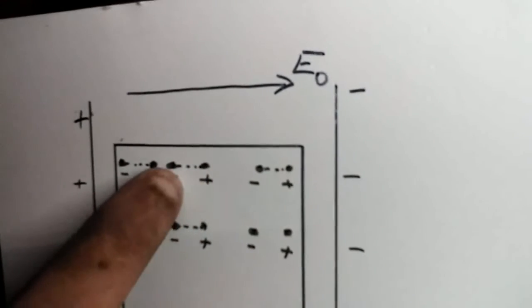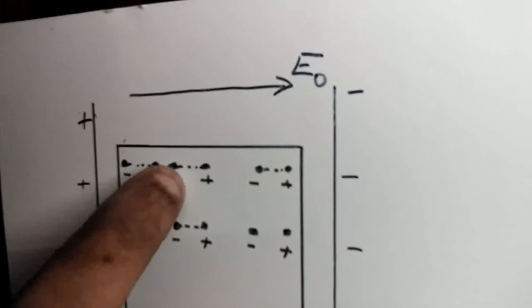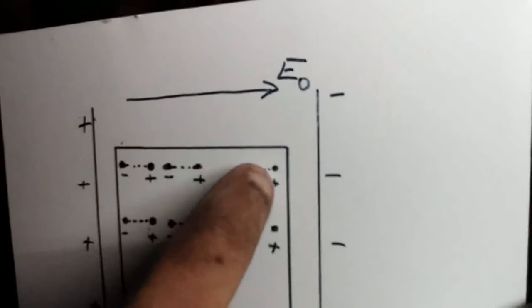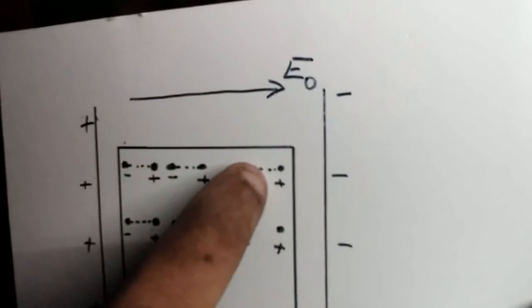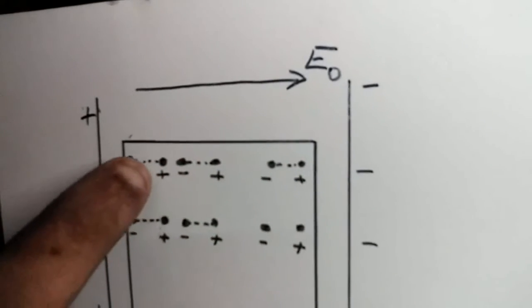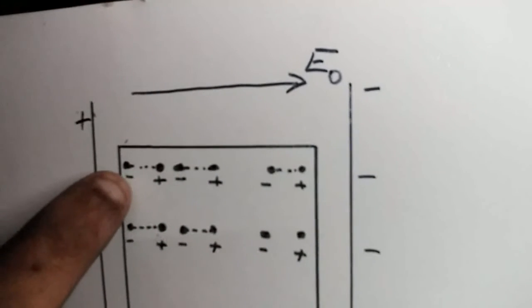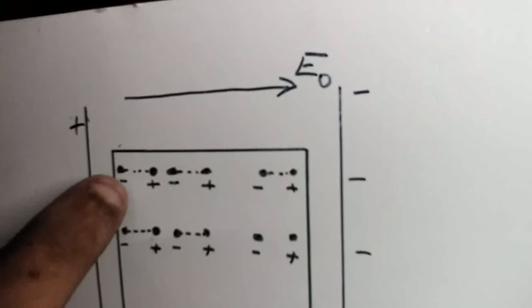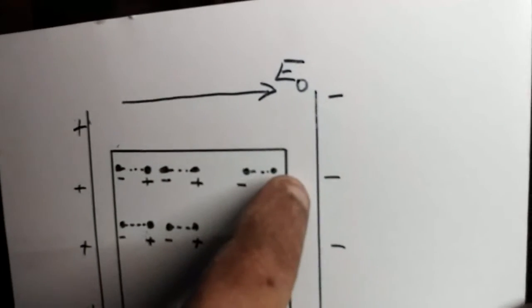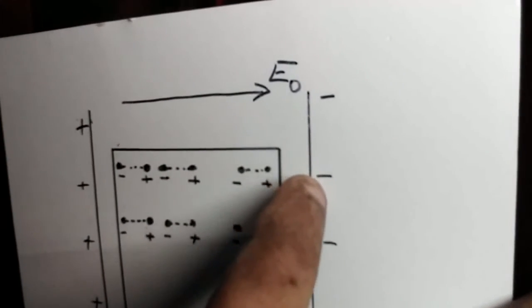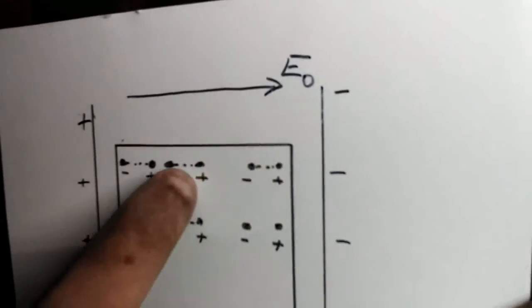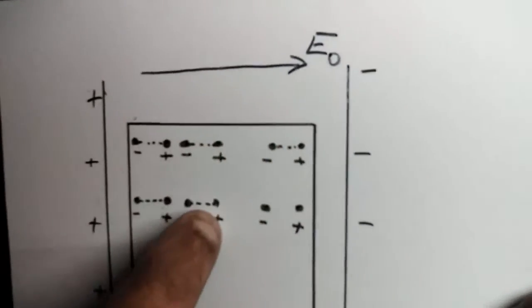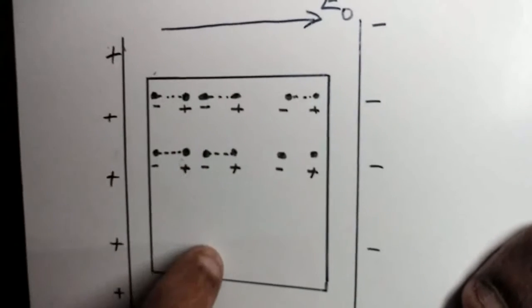This process continues throughout the layer, leaving a free negative charge at this end and a positive charge at this end. All other charges would be cancelled. This happens throughout the slab.